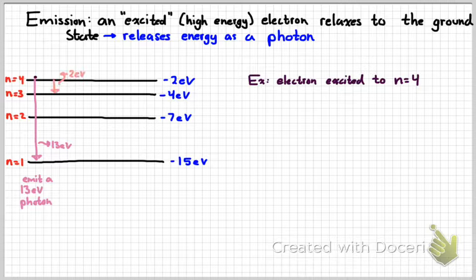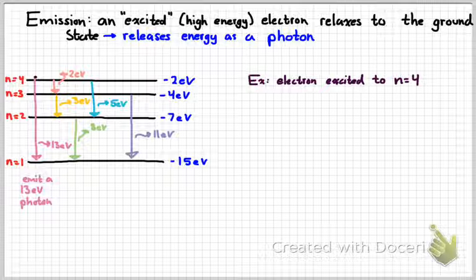However, it could also go down in a series of jumps. For instance, it could release a 2 electron volt photon, followed by a 3 electron volt photon, followed by an 8 electron volt photon. Other possibilities, a 5 electron volt photon, and an 11 electron volt photon. So it can transition downwards via any of those possible paths. It could do a 2 electron volt photon followed by an 11 eV photon. Or it could do a 5 and then an 8. Any of those transitions are possible.